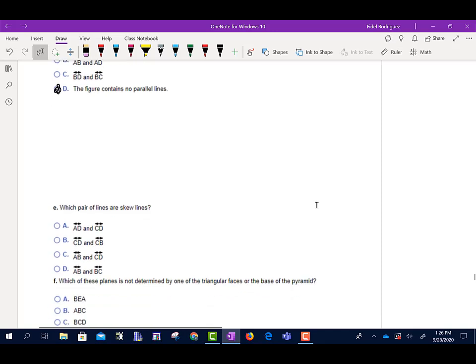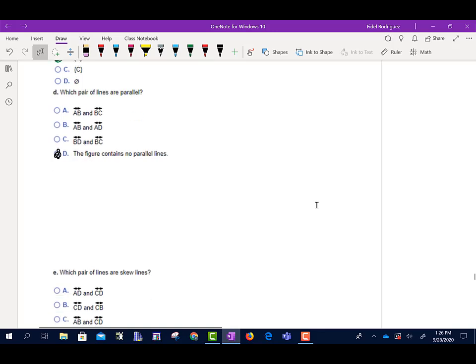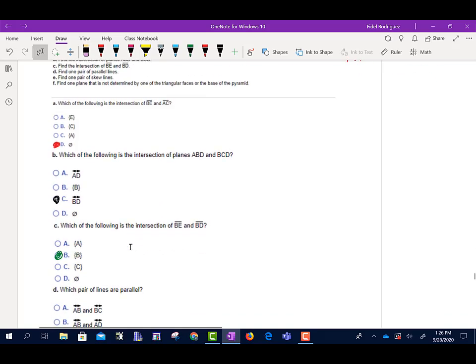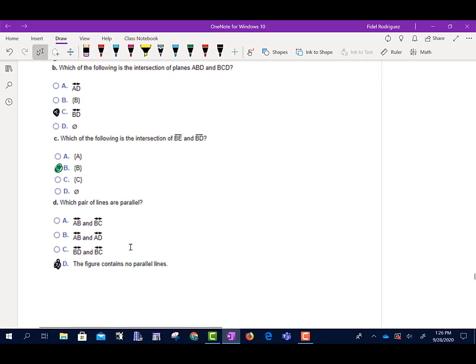Okay, which pair of lines are skew lines? Okay, so let's take a look, see if we can find some skew lines. So it says line AD and CD. AD here and CD there. Nope, those are not skew lines. Okay, so we don't want that.